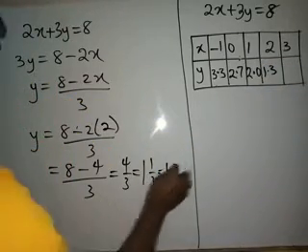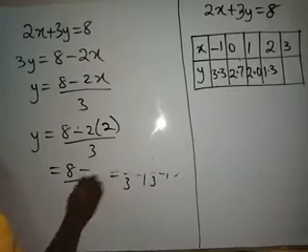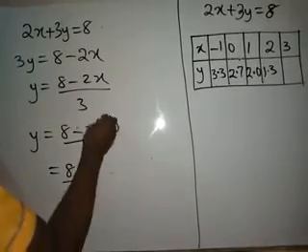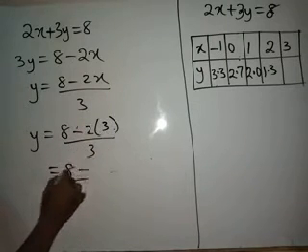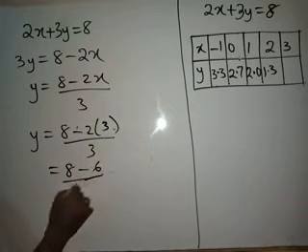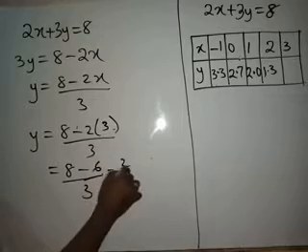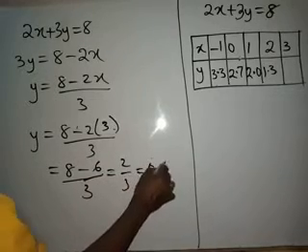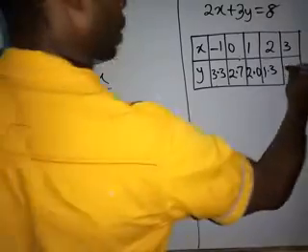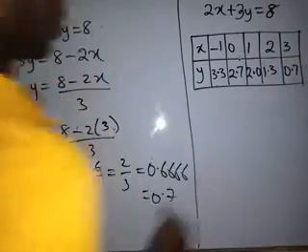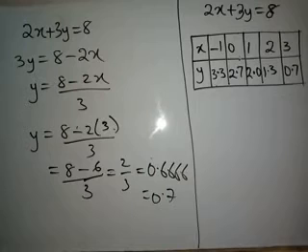So I'll take the last one, the last part. When this one is now 3, put 3 here, and you have 8 minus, this will become 6 over 3. And this is 2 over 3, which is actually 0.666666, and I'll write 0.7 as my answer. 0.7. Please do not forget that.